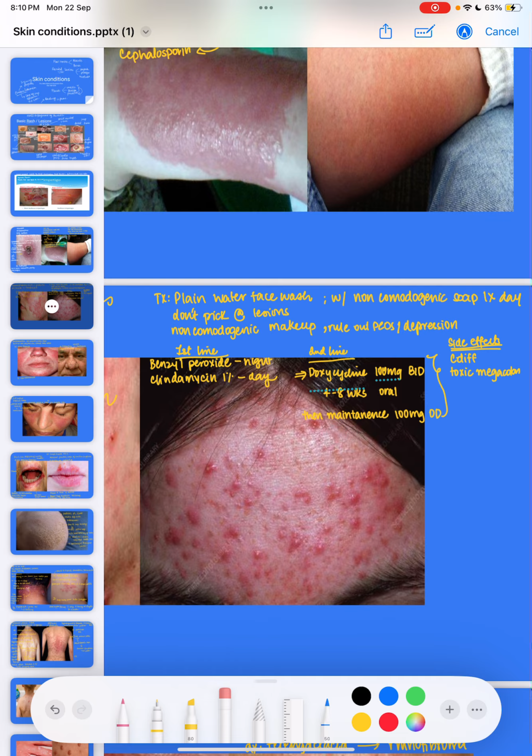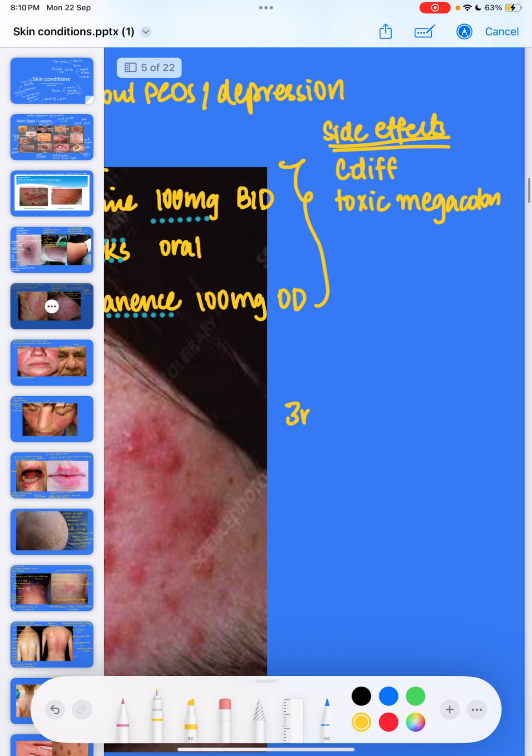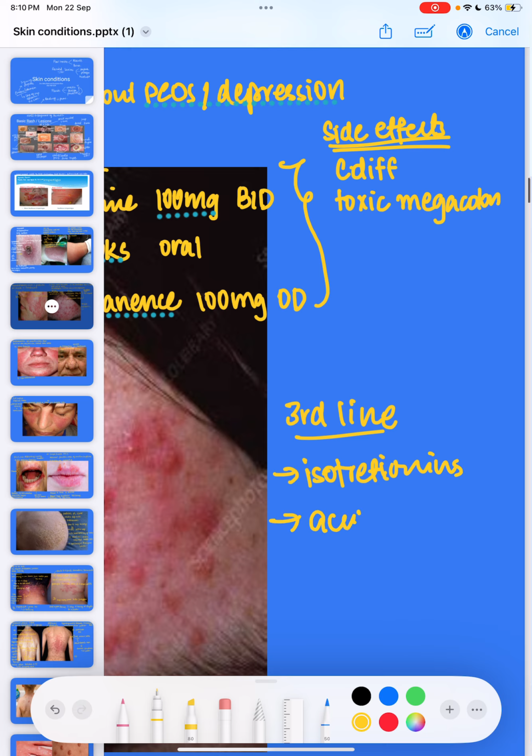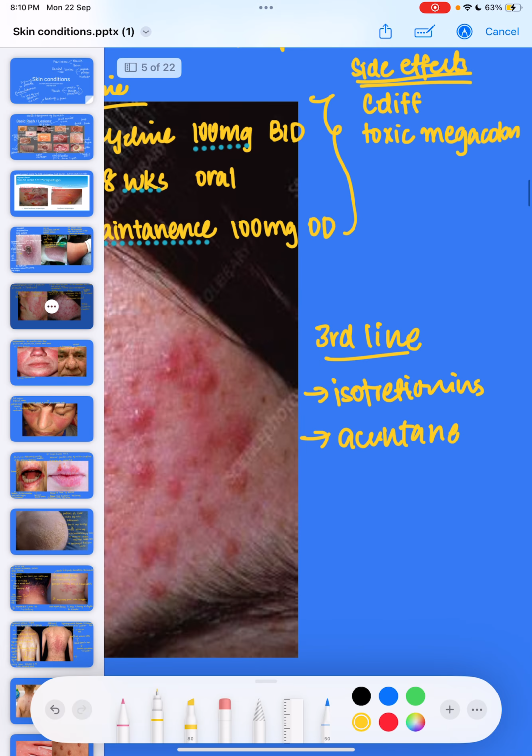The side effects, because of course we're giving an antibiotic, are C diff and toxic megacolon. One thing I didn't mention, which is probably worth mentioning in this case, is that the third line is, obviously, we move towards isotretinoin, and we can also use Accutane, which is the specific brand name.